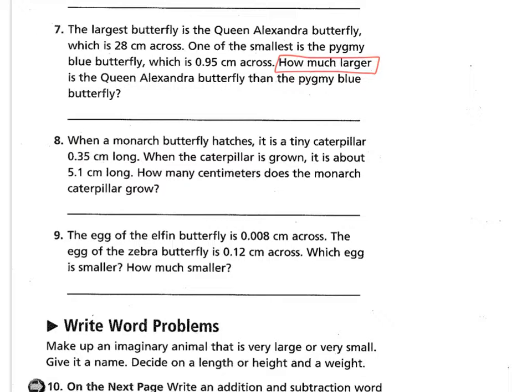And which egg is smaller? How much smaller? I see 2 question marks, so that means I'm going to have 2 answers. One is going to be which egg is smaller, and the next one is how much. So that's going to be a subtraction problem. Notice that both of them are in centimeters, and you have different place values here. So make sure you correctly line up the place values using the decimal to help you.